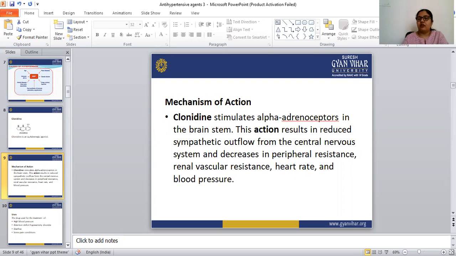So when the alpha adrenoreceptor is stimulated by clonidine in the brain stem, that results in a decrease in peripheral resistance, heart rate, renal vascular resistance, as well as the blood pressure. So what is clonidine? Clonidine is an alpha-2 adrenergic agonist, and it stimulates the alpha adrenoreceptor in the brain stem, and that results in reduced sympathetic outflow from the central nervous system and decreases the peripheral resistance, renal vascular resistance, heart rate, and the blood pressure.